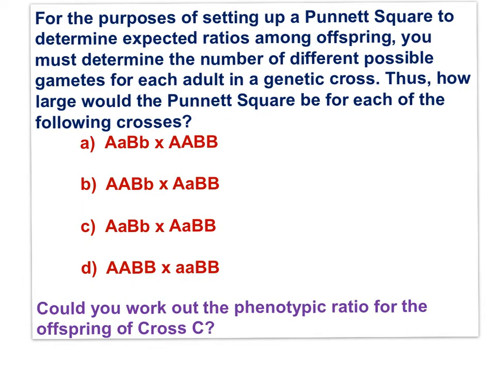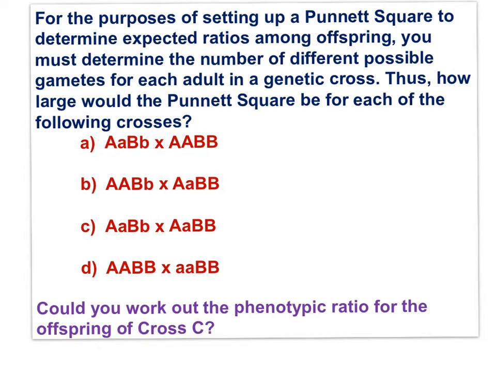For the purposes of setting up a Punnett square to determine the expected ratios among offspring of 2 gene crosses, you must determine the number of different possible gametes for each adult in a genetic cross. Thus, how large would the Punnett square be for each of these following crosses?